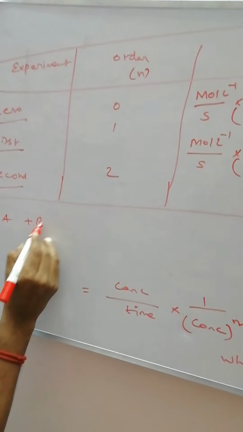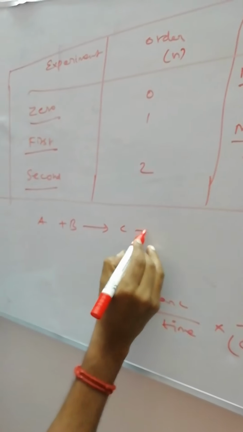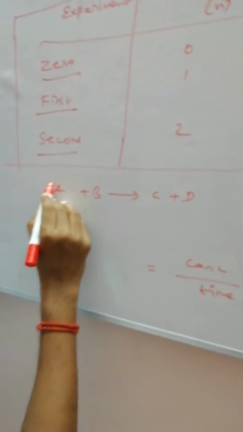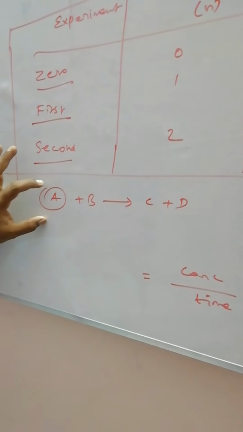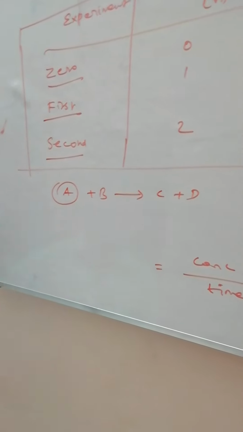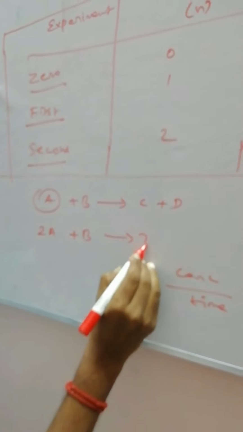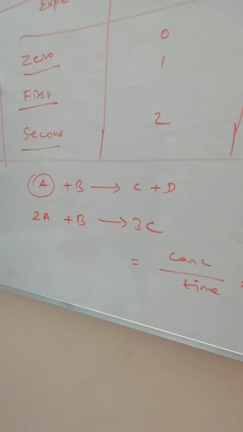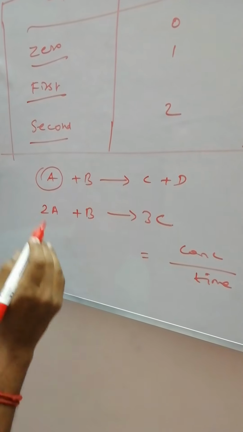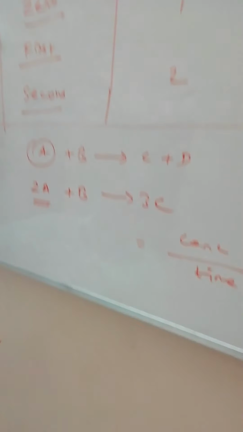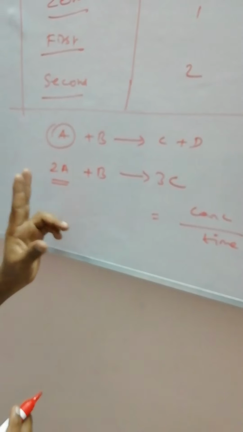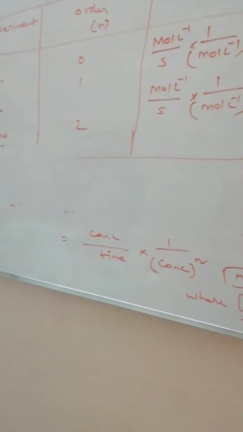First order means, if A plus B giving C plus D, the rate of the reaction will depend upon any one of the reactants. It is called a first order reaction. Suppose 2A plus B giving 3C. Second order means the rate of the reaction will depend upon the concentration of any two reactants to give the product. It is called a second order reaction.